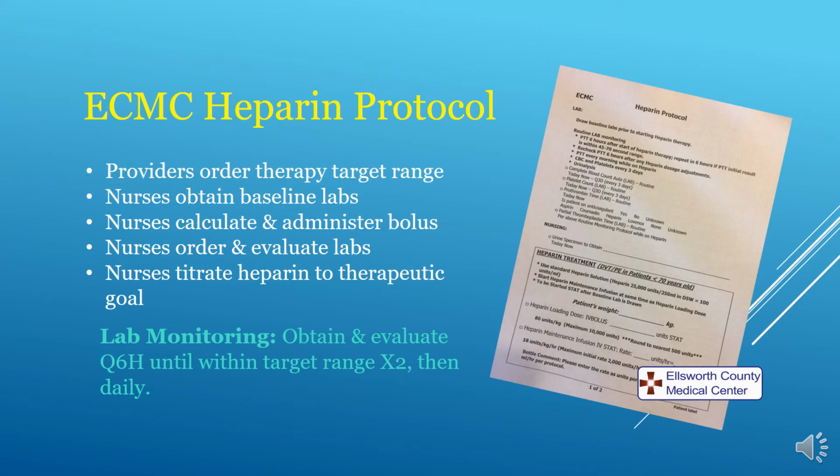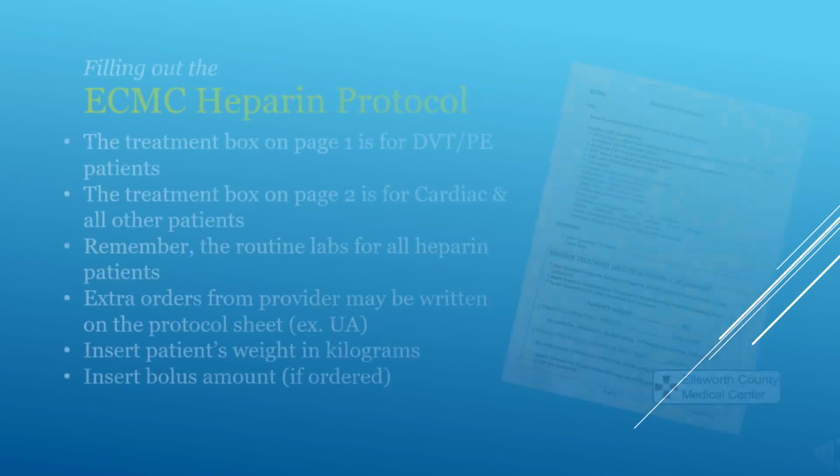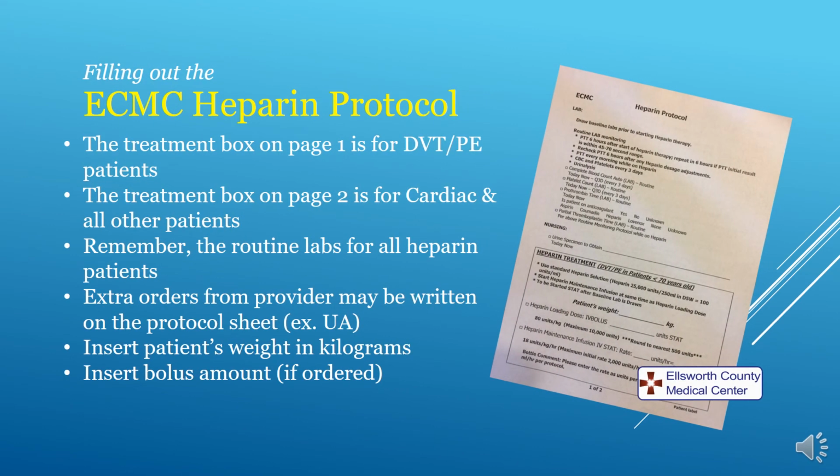Laboratory monitoring involves obtaining and evaluating labs every 6 hours after a dose change until 2 consecutive lab results are within target. Once target anticoagulation is achieved, these labs are then monitored once daily. Filling out the ECMC heparin protocol worksheet correctly is very important. Usually the supervisor will take the order, fill out the form and confer with the pharmacist on the calculations, but sometimes it will be up to you. That is why it's essential for you to understand these steps.